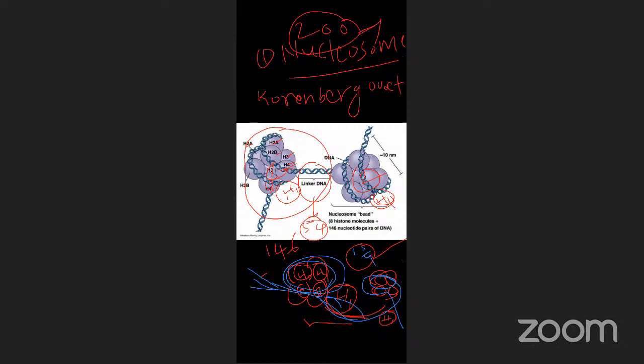The second one, solenoid model. Remember one word: in the solenoid model, it is very compactly arranged. That means we can't observe the linker DNA space. One histone, second histone, closely arranged, come close to each other and compactly attached, and appear like this.